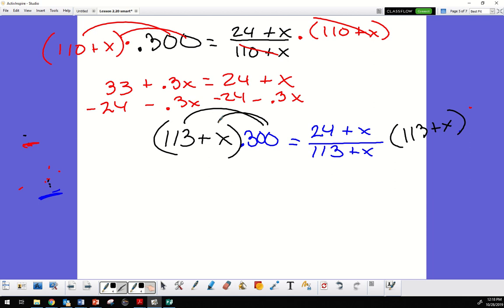No, this is still 0.3x. 113 times 0.3 is 33.9, equals 24 plus x.